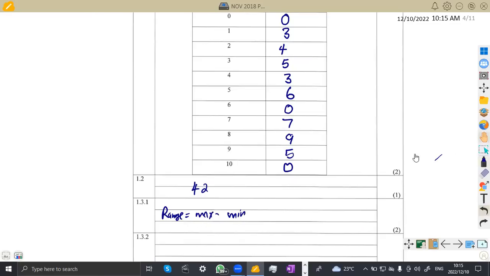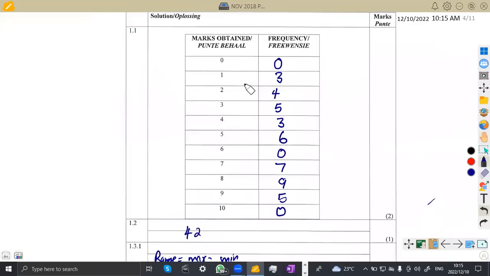According to the scores that we have, at 0 there, we do not have anyone who scored a 0. So the minimum score which was scored is a 1, because there are 3 learners who scored a 1. So this is the frequency. The minimum value that we have is 1. Then for the maximum, it was supposed to be 10, but there is no one who scored a 10. So the maximum value is going to be 9, because there are 5 learners who scored 9. So that is your maximum value.